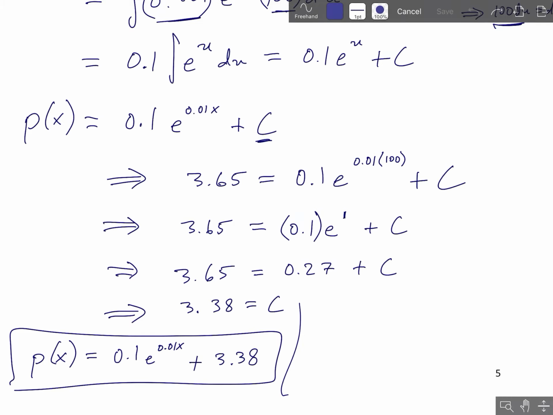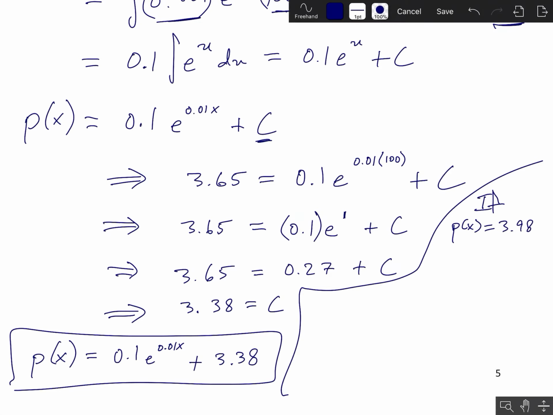So in order to figure that out, what we would do is say if p of x equals 3.98, we need to find the x value. So what we would get is this equation. We would say that 3.98 is equal to p of x, which is 0.1 e to the 0.01x plus 3.38. And now our goal is to solve for x.